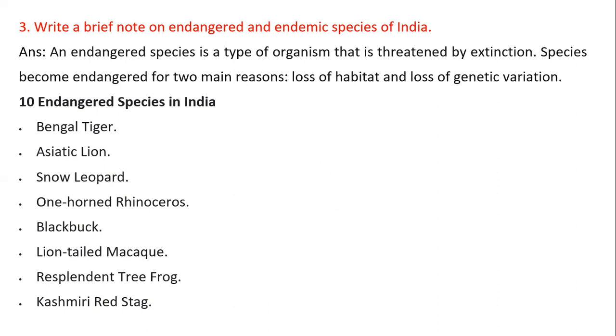So, 10 endangered species in India. These are some of the animals or species in India which are getting endangered. One is the Bengal tiger, Asiatic lion, snow leopard, one-horned rhinoceros, blackbuck, lion-tailed macaque, resplendent tree frog, Kashmiri red stag. So these are the species which are endangered, which are under the threat of undergoing extinction in the coming years.